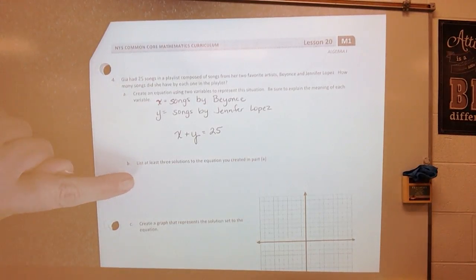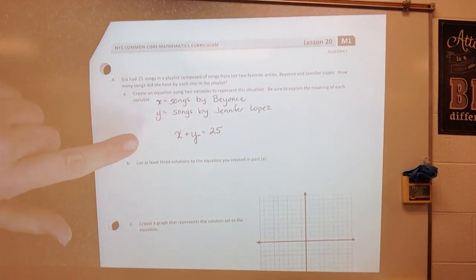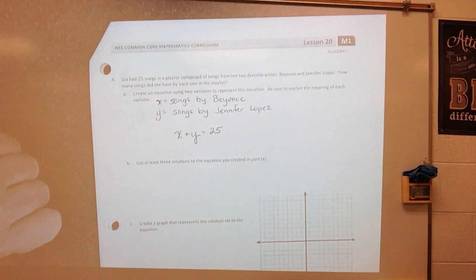List at least 3 solutions to the equation you created in part A. Well, if you look at it, guys, it looks very similar. But we're now looking at it in context to a problem. All right? So that's what's different here. We're no longer just looking at X and Y or numbers. We're looking at songs. All right?